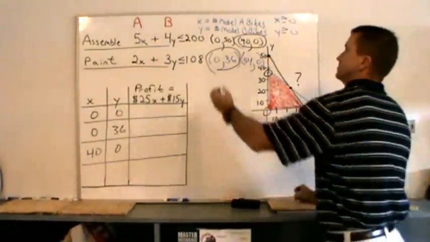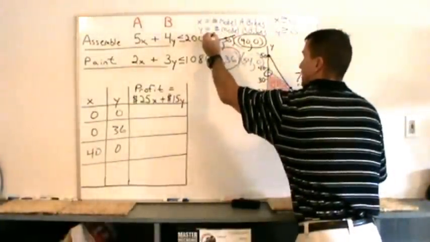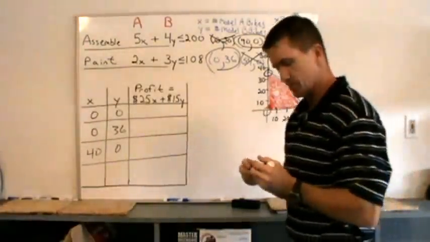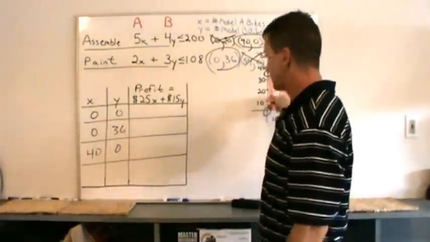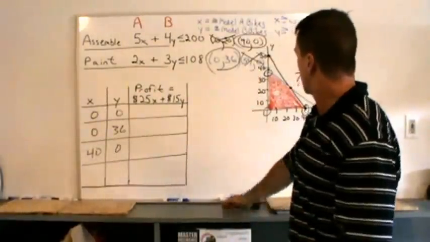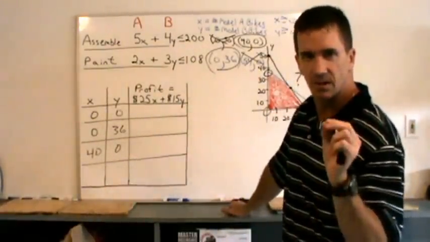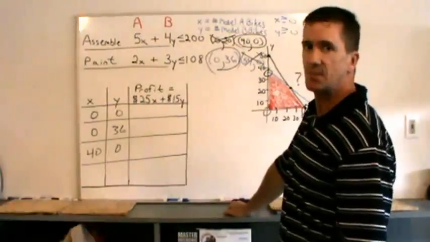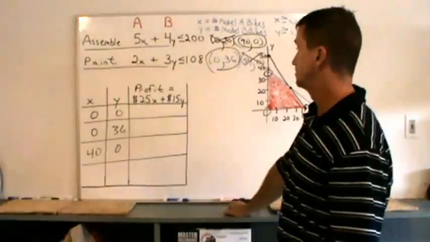So we can't use those. This point does not satisfy that system. Neither does this one. So we can't use those over here. We can only use points inside that shaded region, but the corners, the vertices of that shaded region. Those are the only ones we need to check to determine which one will maximize the profit for this problem.